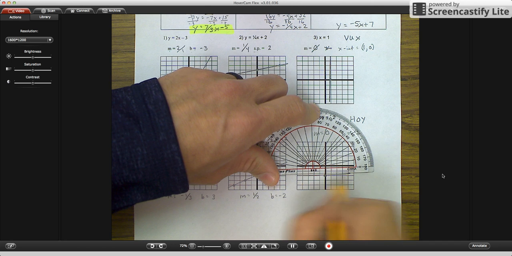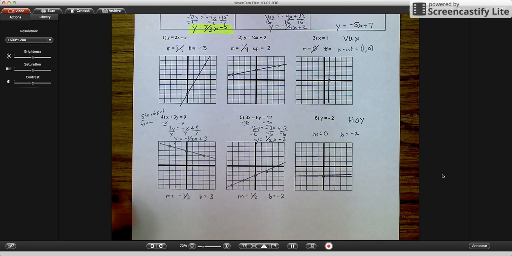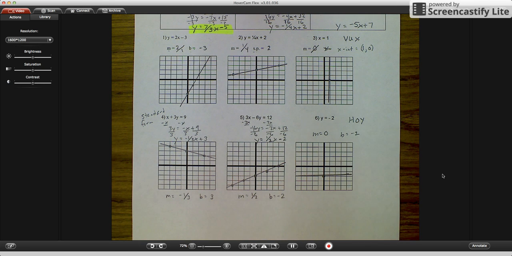I hope this was a quick refresher for you on how to graph standard form as well as slope-intercept lines. Now start practicing on the worksheet that has been provided.